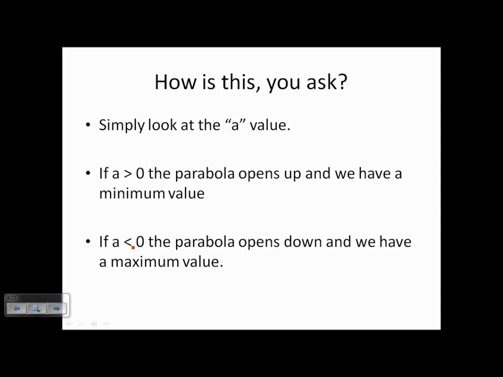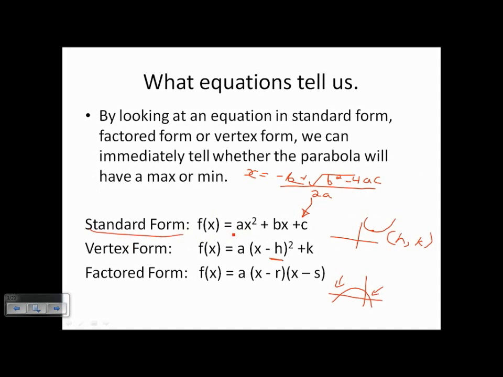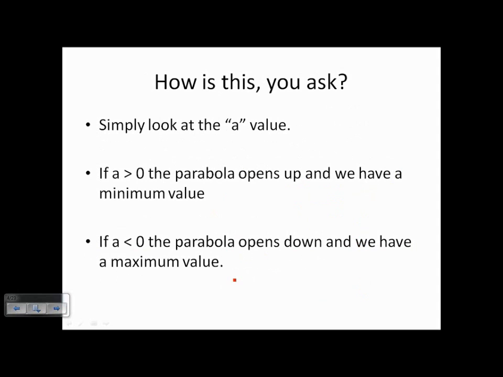How do you know whether your parabola has a maximum or minimum value? Well, you've got to look at that a term. The a term in the standard form, the a term in vertex form, or the a term in factored form. It's all the same a term. If a is greater than 0, that means the parabola opens up, and we have a minimum value at the bottom. If a is less than 0, let's say a is a negative number, the parabola opens down, and we have a maximum value.